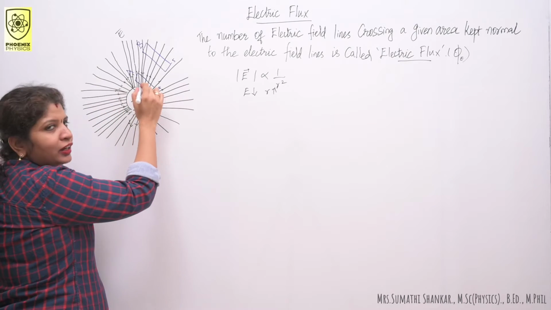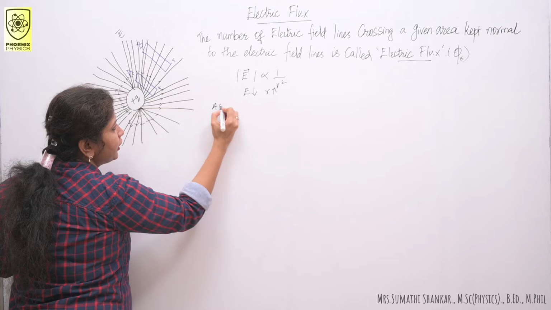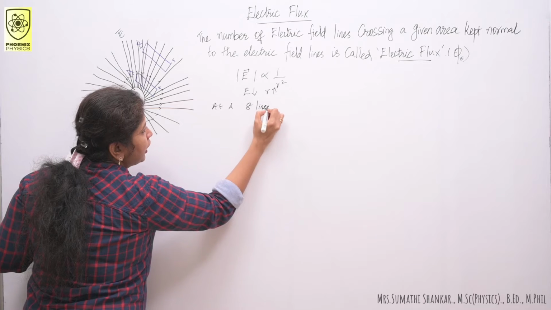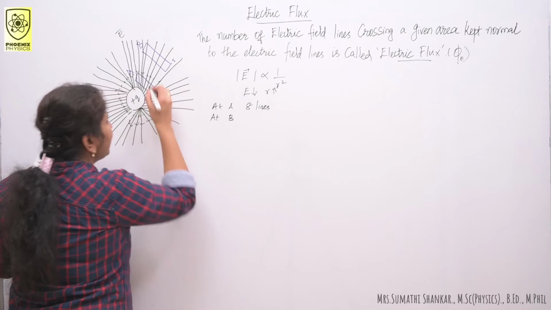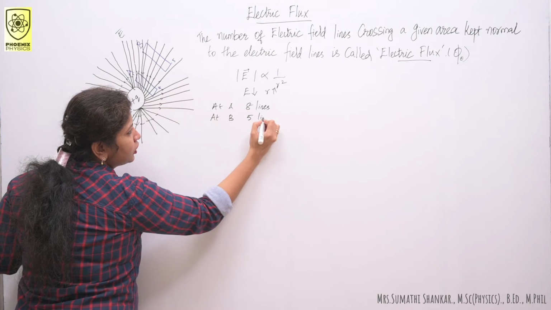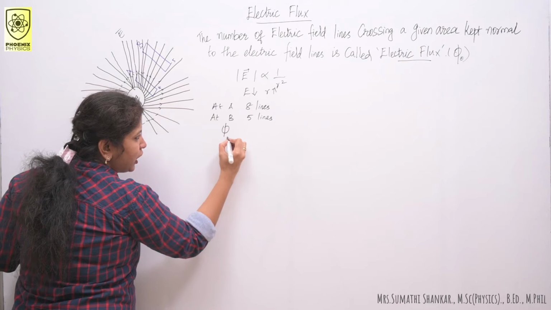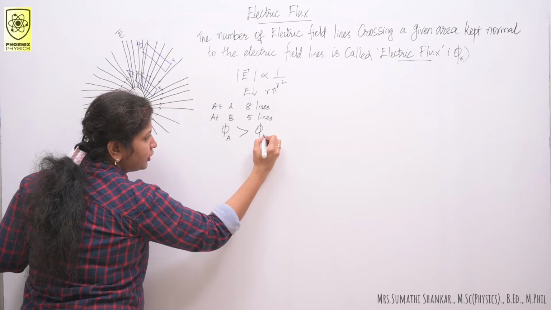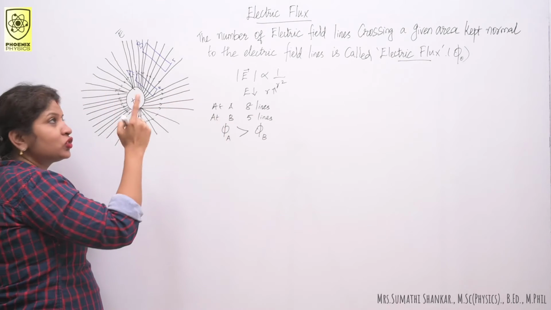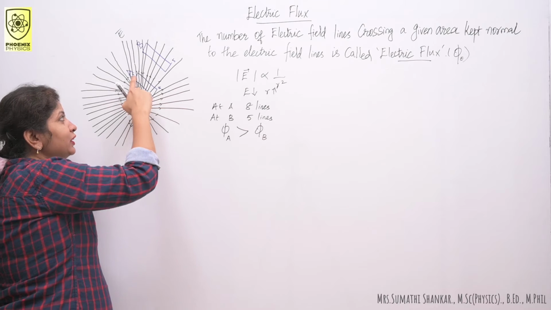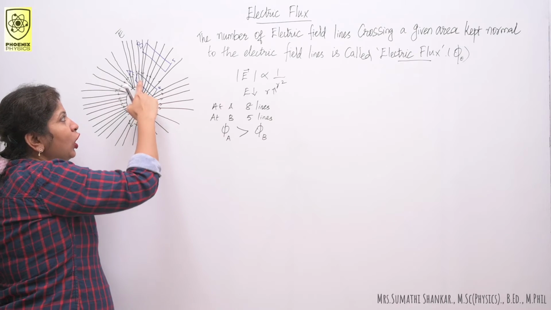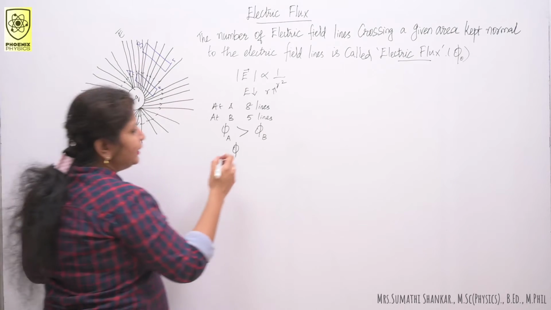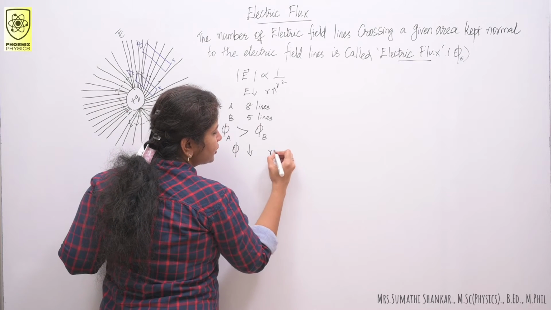In this region, how many lines are there? At A, I have 8 lines. At B, I have only 5 lines. So, electric flux at A is greater than electric flux at B. From this diagram, I have written: E is strong near the source, so the density of electric field lines is more in region A than in region B. Electric flux also decreases as distance increases.